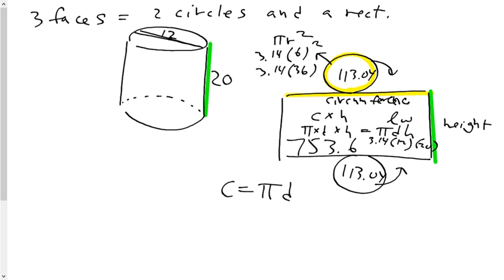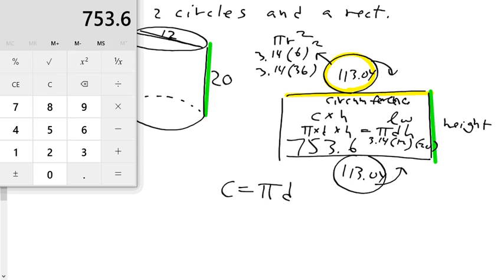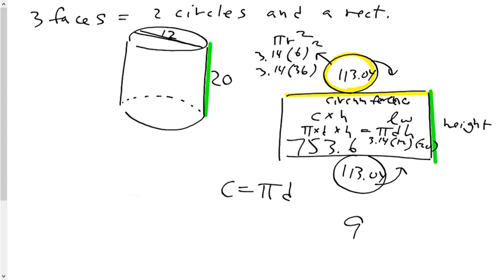Add those together: 753.6 plus 113.04 plus 113.04. The total surface area of this particular one is 979.68 units squared. That's your total surface area for the cylinder.